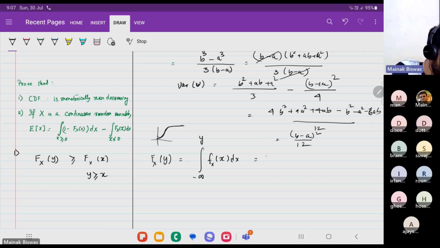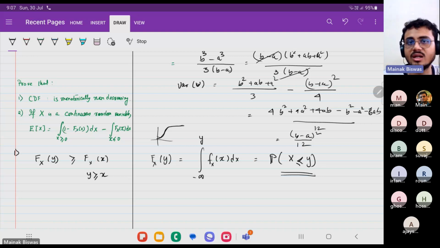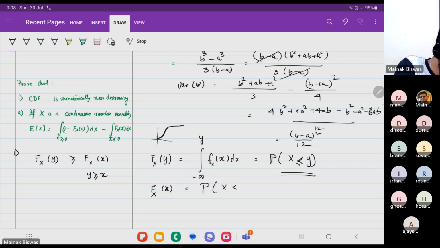But what does it physically mean? It means that X is less than or equal to y, right? Always remember this. It's very easy to remember. It's just the probability that a random variable takes a value less than a value. Here it is y, for example, right? This is a CDF. Similarly, what is F_X(x)? This? Yes or no?